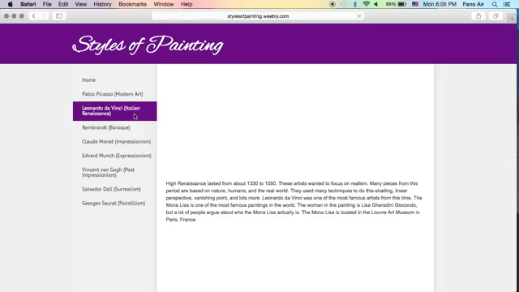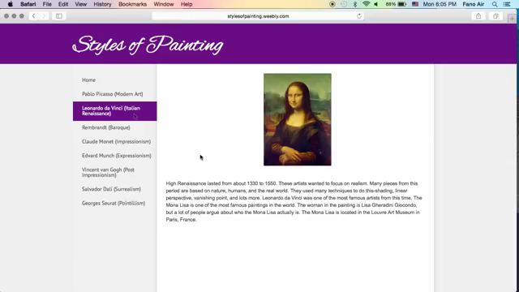And so the next artist I learned about was Leonardo da Vinci, and his style was Italian Renaissance. Italian Renaissance is also known as High Renaissance, and so it lasted from about 1330 to 1550. And so the artists wanted to focus on things that were very real. They'd paint realistic images, and so they would paint real things like nature, humans, and the world. And so they used many techniques to make things seem real, which was shading, different perspectives, a vanishing point for a background, and many more.